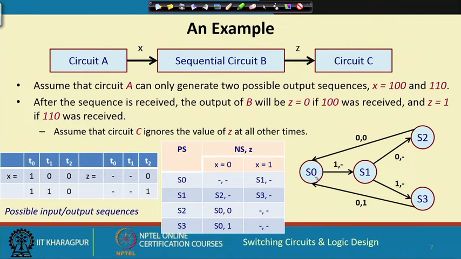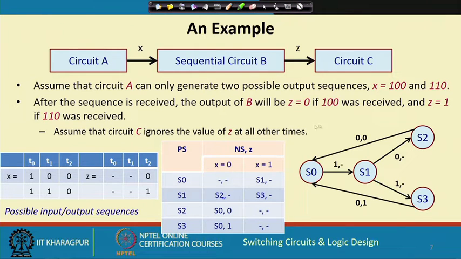For S0, if x is 0, nothing is mentioned, that is why it is dash comma dash. The next state is undefined or do not care, and the output is also do not care. But for x equal to 1, it is S1 comma dash, that is, S1 with output dash. Similarly, from S1 there are 2 transitions, for 0 and 1, so there are 2 entries. From S2 there is a single entry for 0, and for 1 it is not specified. Similarly for S3.